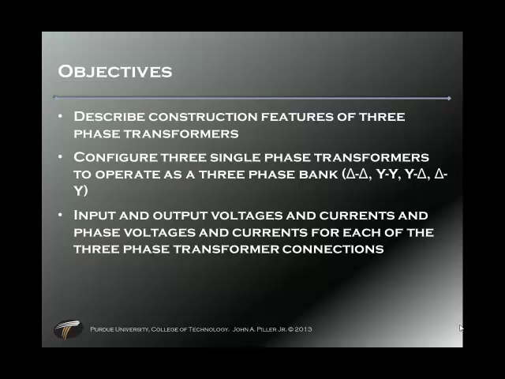We're going to go through and describe characteristics of three-phase transformers, configure 3 single-phase transformers to operate as a three-phase bank, because you can purchase them either way. Input and output voltages, currents, phase voltages, and currents for each of the 3-phase transformer connections. Kind of give a look at what's going on there.